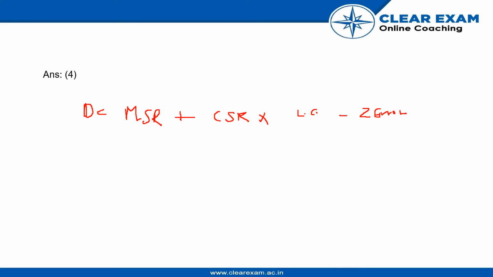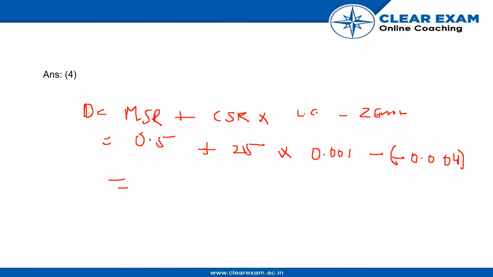So putting in the values as per the question, 0.5 plus 25 into 0.001 minus 0.004. So the answer from this will be 0.529 centimeters. So option 4 is correct.